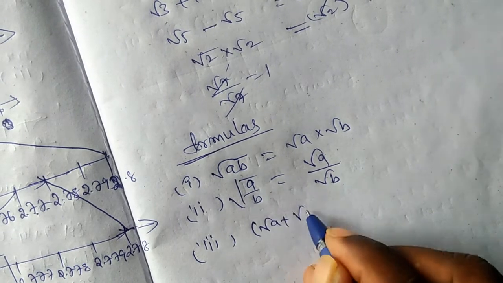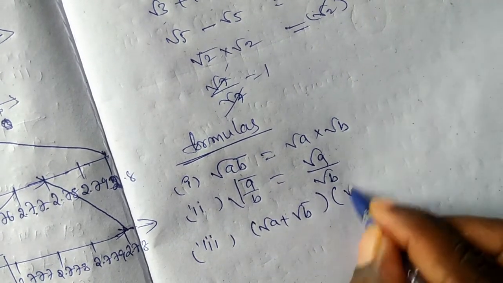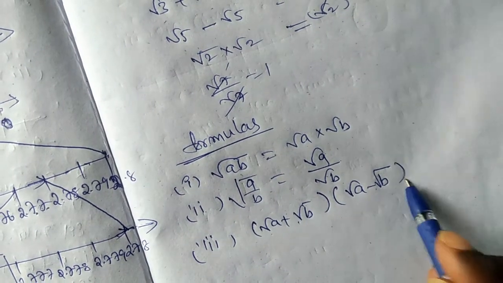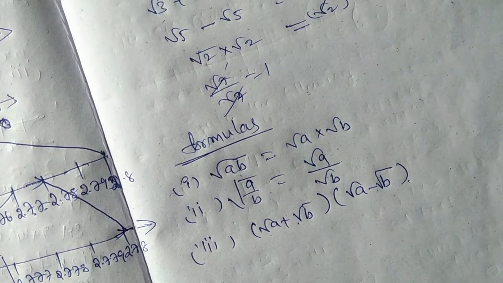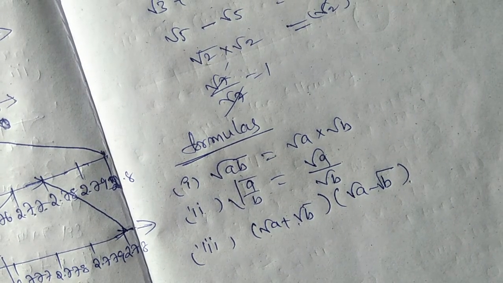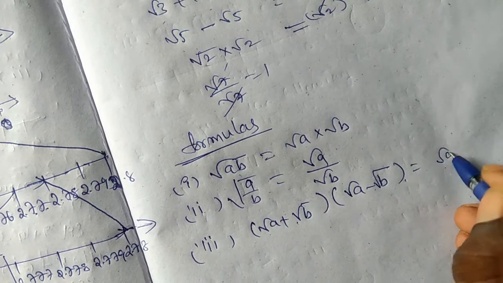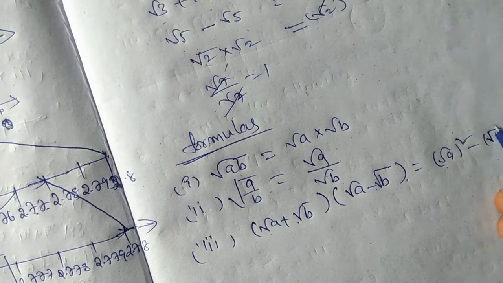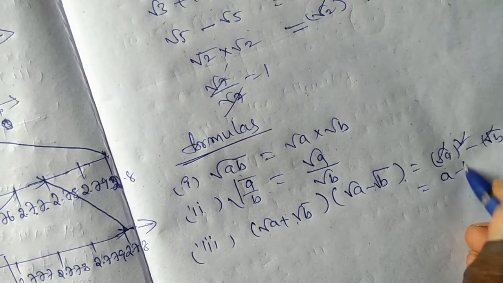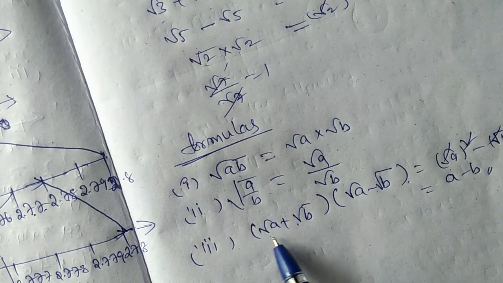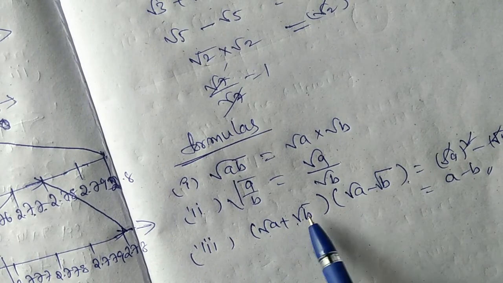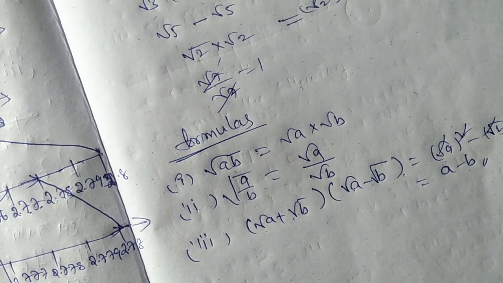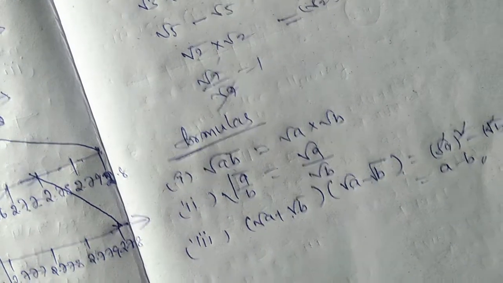root a plus root b into root a minus root b. How is it like? a plus b into a minus b. Yes, you are correct, a square minus b square. Root a square minus root b square, the square root cancels. We get a minus b. So we can simply write: root a plus root b into root a minus root b is equal to a minus b.